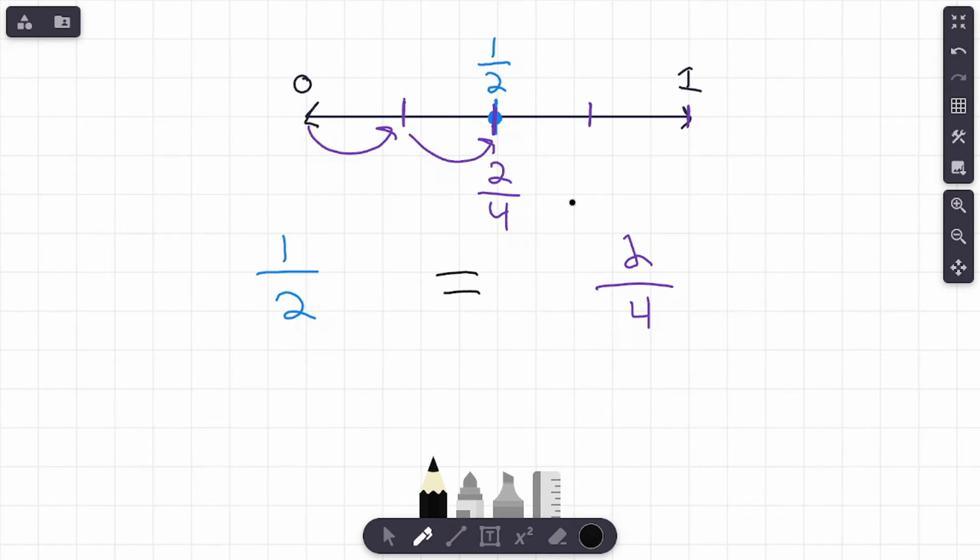Do you think that we could create, it's going to get a little crazy here, but do you think we can create another equivalent fraction on this number line?